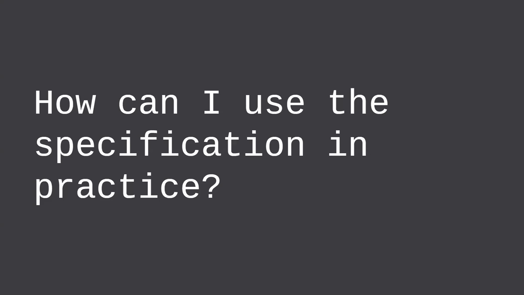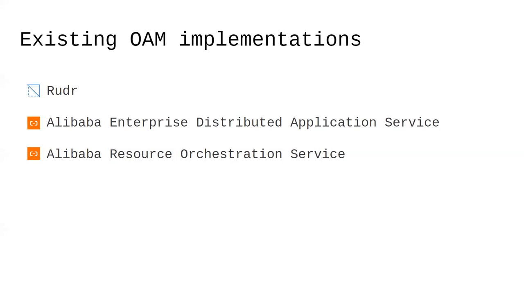So, now that we have a better idea of what these main constructs are in the model, how can I use the specification in practice? We have a couple different existing OAM implementations. There's Rudr, which we'll talk about in a little more depth here soon, and then Alibaba's Enterprise Distributed Application Service and Alibaba's Resource Orchestration Service.